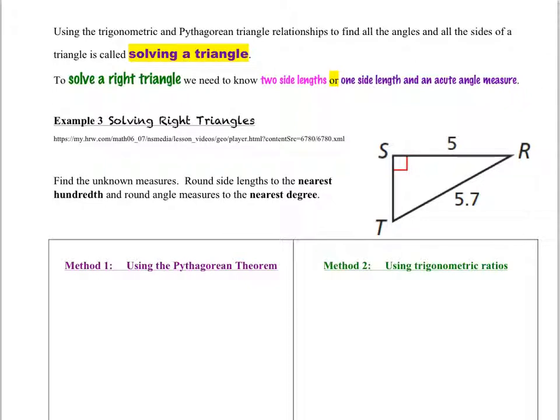In example 3, we're starting out with the triangle in the diagram, and of course we have a few different ways that we can do this, and because of rounding we might end up with slightly different answers depending on how we get started. So I'm going to show you the different methods that we can use. For example 3, our instructions say find the unknown measures, round the side lengths to the nearest hundredth, and round angle measures to the nearest degree.